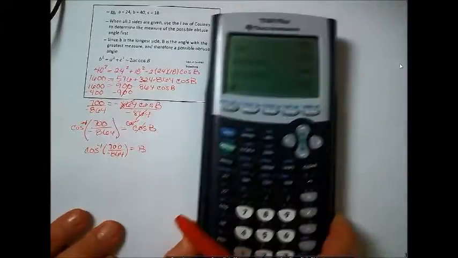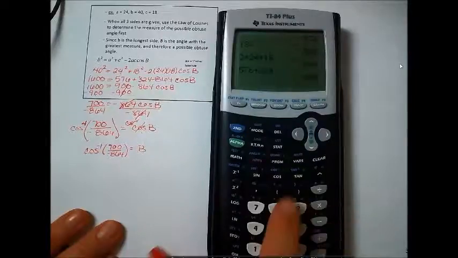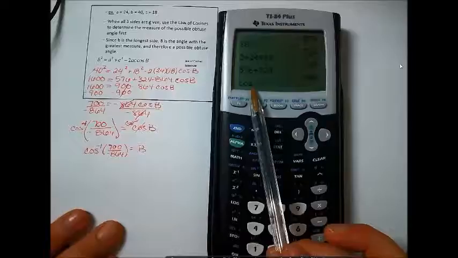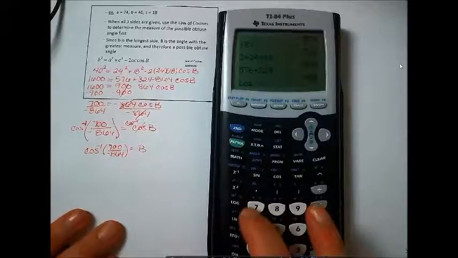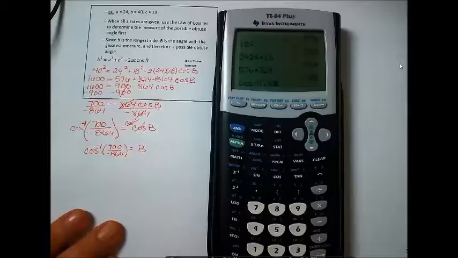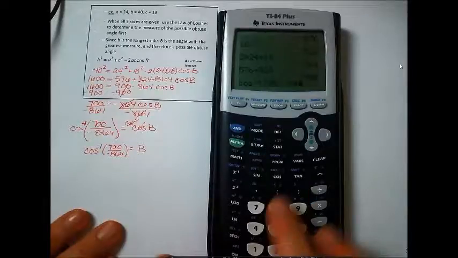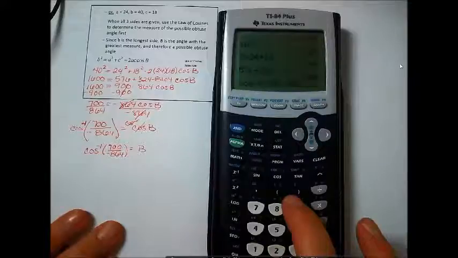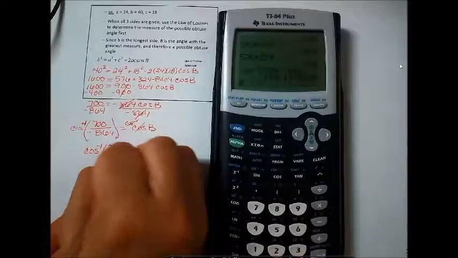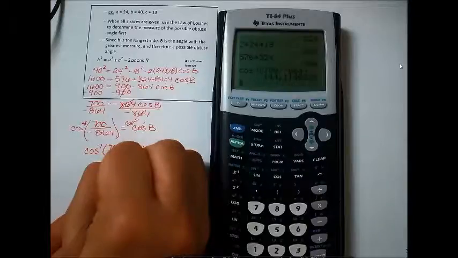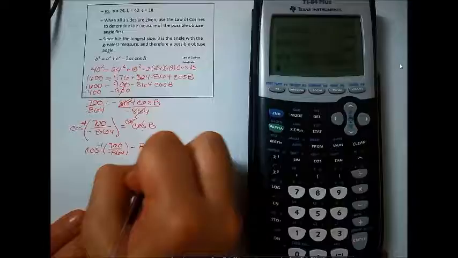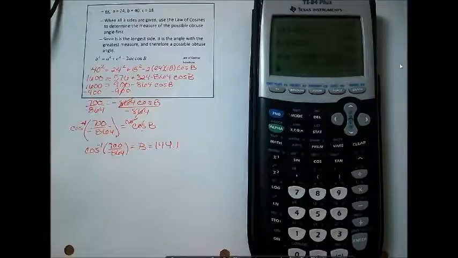Second cosine gives us that nice little inverse part right there. That's what you want. 700 divided by negative 864. And we get our obtuse angle is 144.1. That's all there is to it. And now, on to your homework.